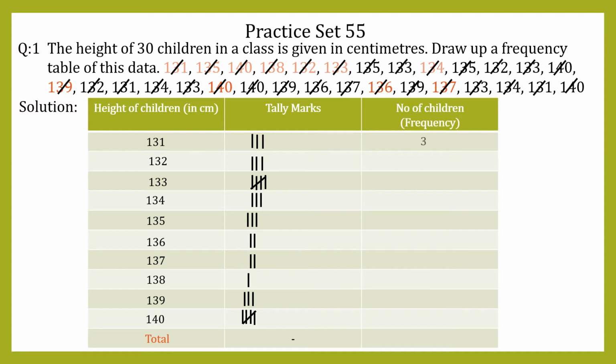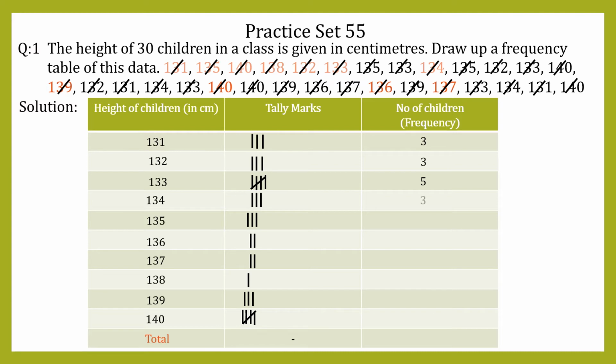So this gives us a group of 5 tally marks and we will cancel this 140. Now dear children, as you can see, all the numbers, all the observations are covered. Now we can write the frequency. Now frequency for 131 is 3. As we can see, 3 tally marks.